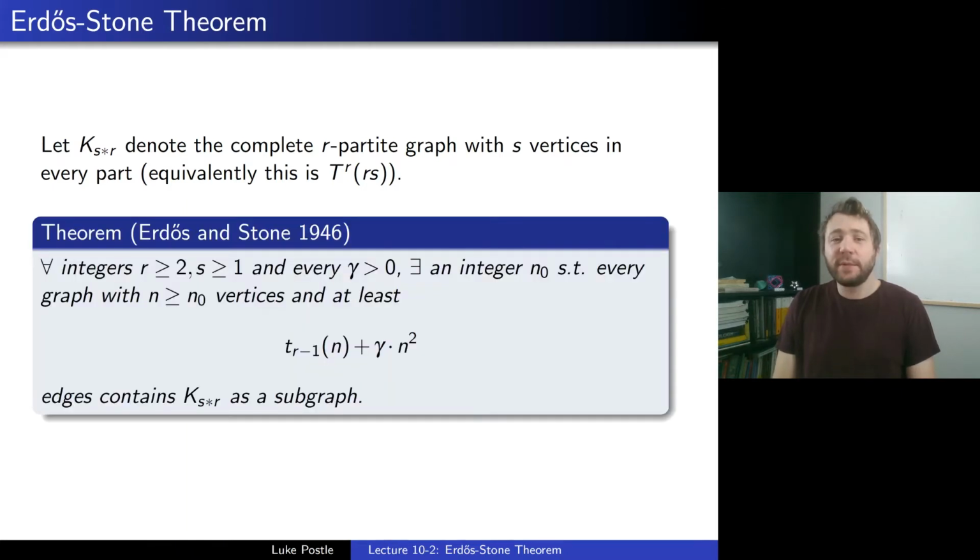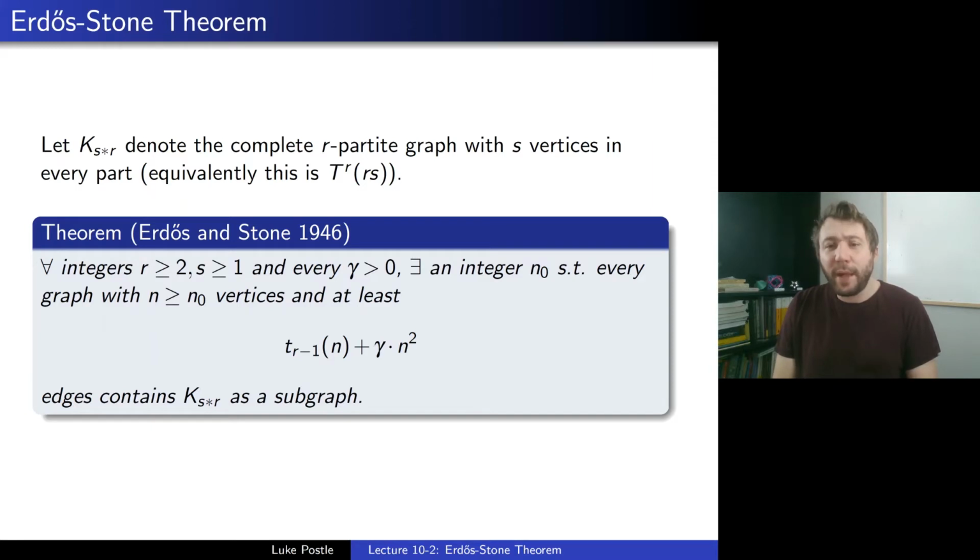Given that, we can now state the Erdos-Stone Theorem by Erdos and Stone from 1946. It says that for every integers r at least 2 and s at least 1 and every gamma greater than 0, there's an integer n_0 such that every graph with n at least n_0 vertices and at least t_{r-1}(n) plus gamma n squared edges contains this K_s^r as a subgraph.